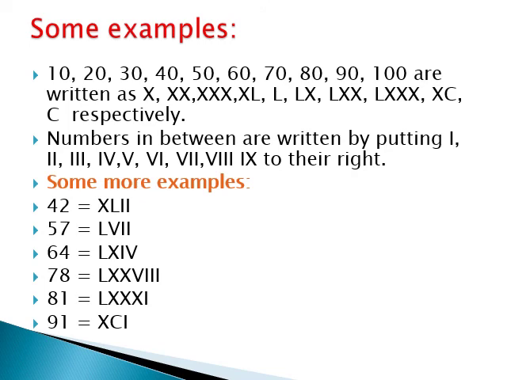Let us go down and see the last example, 91. 91 is a Hindu Arabic number. Now the Roman numeral for 90 is XC, and the Roman numeral for 1 is I. So 91 becomes 90 plus 1. So the Roman numeral for 91 is XCI.